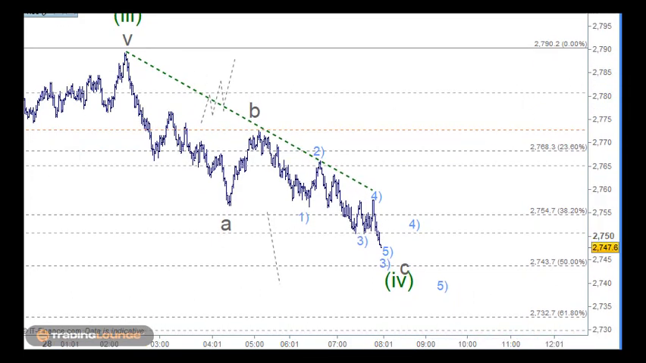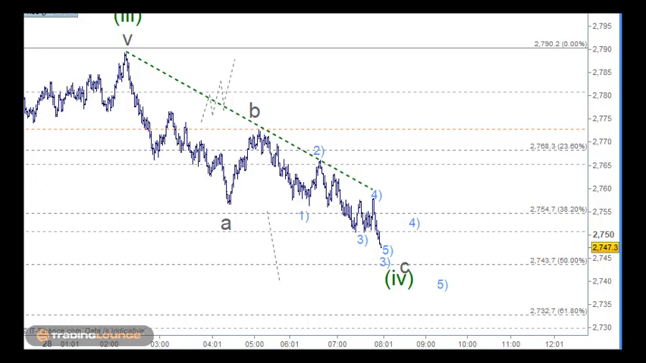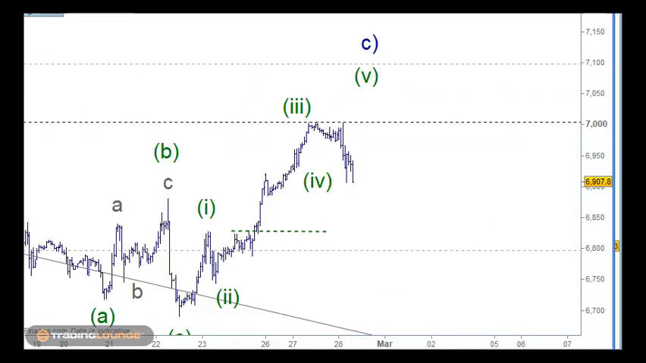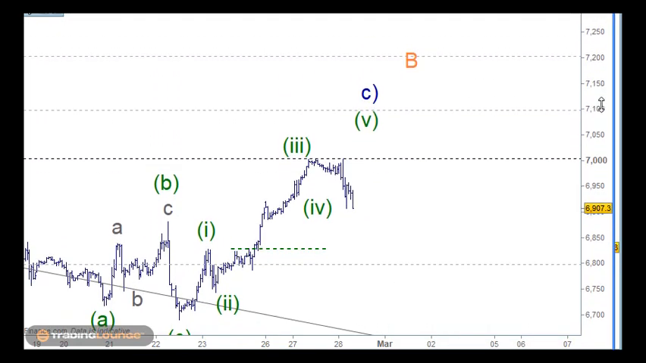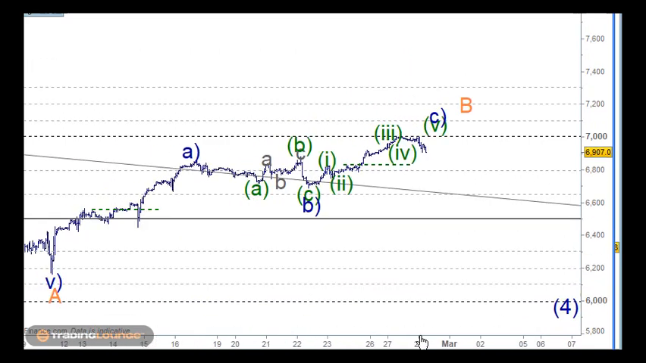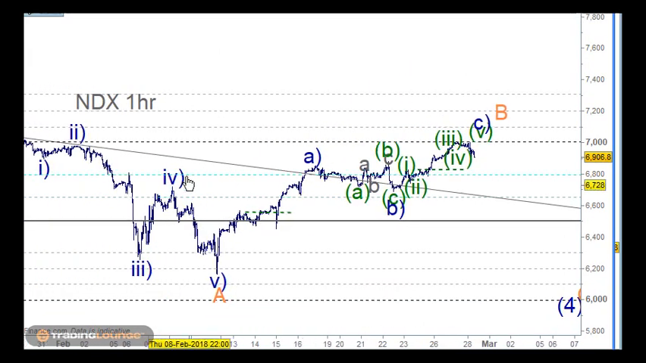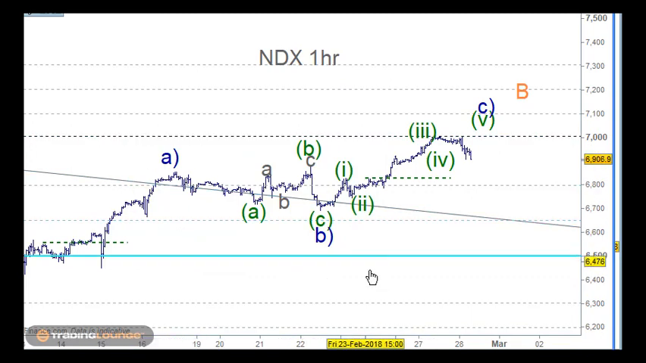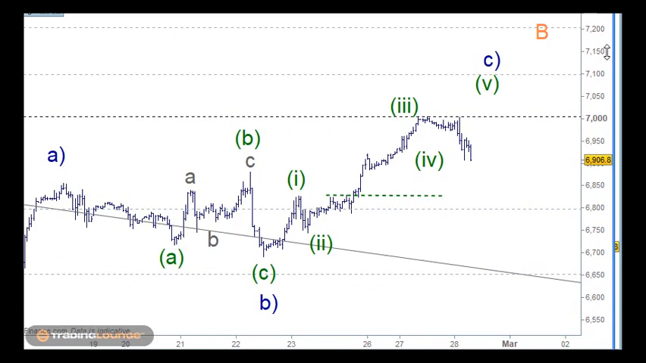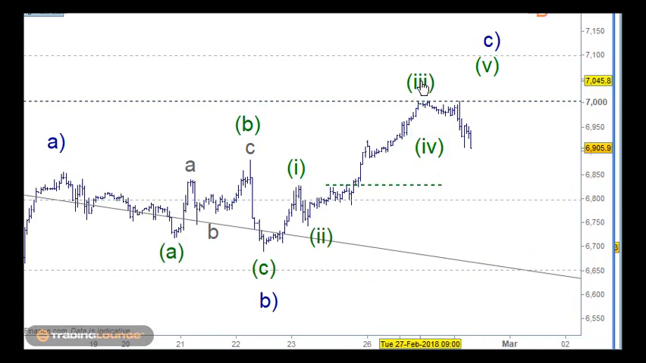Let's just have a look at the other markets as well. So this is the 1 hour on the Nasdaq over here. We can just drag that across over here now. So we were looking at this as an A and a B and a C, and the same thing here as well. When we were speaking a few days ago, we were looking.